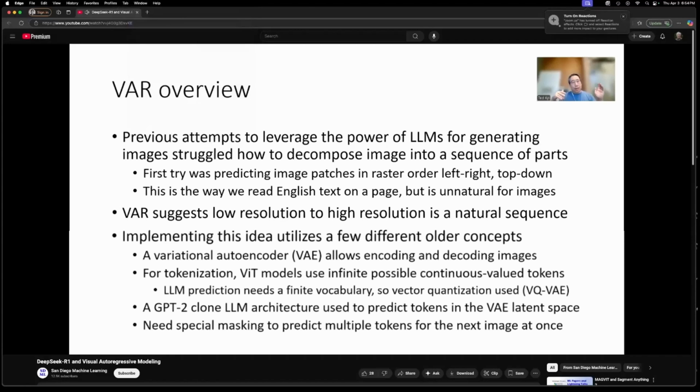So in addition to regular autoencoder, VAE technology, we're also going to use vector quantization. If you're familiar with VQ-VAE, and technically there's a VQ-GAN edition where they just add an extra loss to make the images look a little better. So we're going to use VQ-VAE. We're going to use a very vanilla LLM. It's basically a clone of GPT-2.